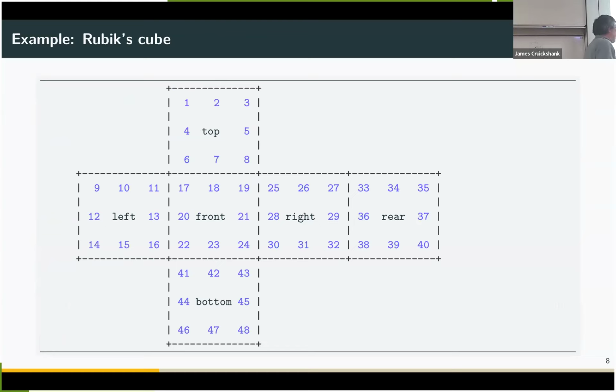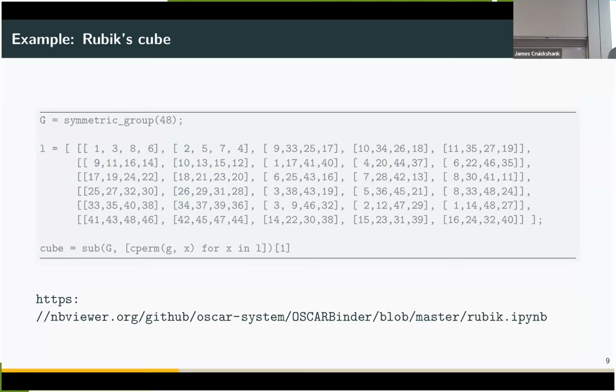We can regard the underlying group as a permutation group on 48 points, if you just number all these little faces by the numbers 1 to 48. So that's something we need not discuss in detail. Here is the description of how one would enter this in OSCAR. Again, take the symmetric group on 48 points and then the subgroup generated by the permutations given by these image lists.